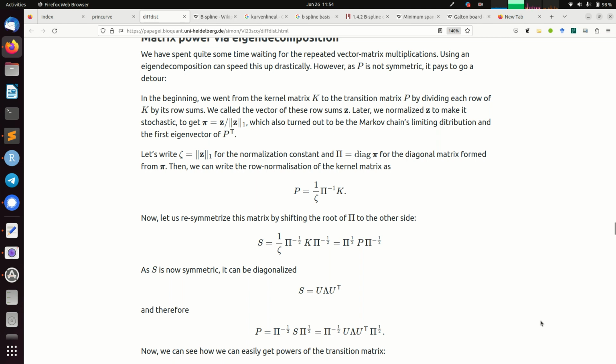And then I'm just left with pi to the minus 1/2 U lambda to the t ut pi to the 1/2. So even though the matrix P wasn't symmetric, we then can still use our exponentiation trick. And the only issue that we have is that we have these pi matrices around, but they are sitting at the very outside. So they will not hurt us. We only, and that's the difficult part, which actually took me quite a while, have to make sure that we keep well track of where the minus and where the plus is.